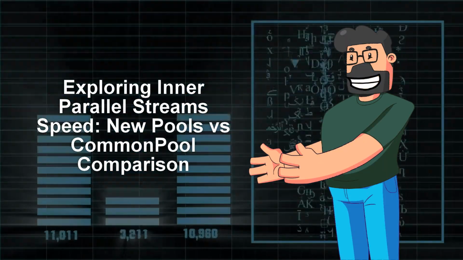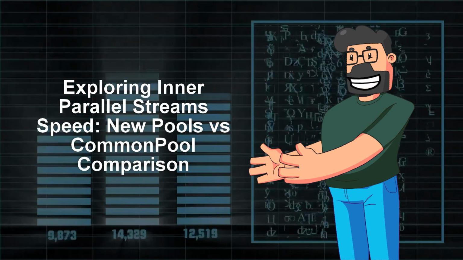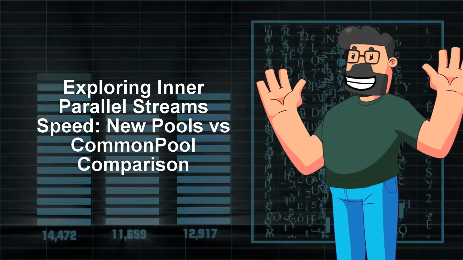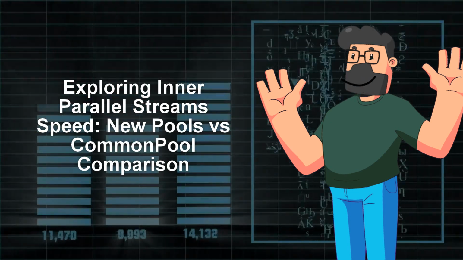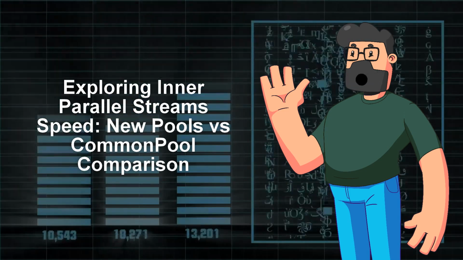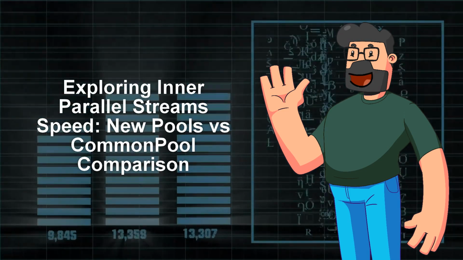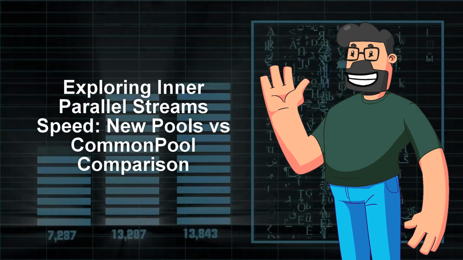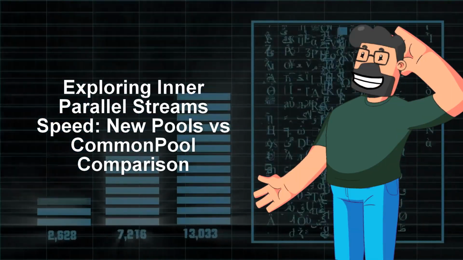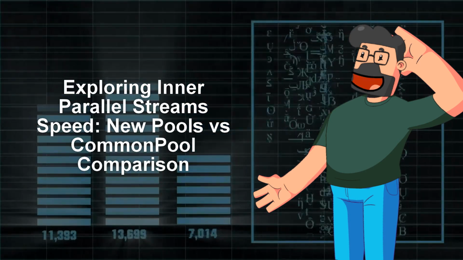We recently ran a benchmark to compare the efficiency of different stream configurations, focusing on parallel outer streams and varying inner stream setups. The results were quite surprising, highlighting a significant performance gap between utilizing a new ForkJoinPool for inner streams versus relying on the CommonPool. Now, let's delve into the solution that uncovers the magic behind this intriguing scenario.